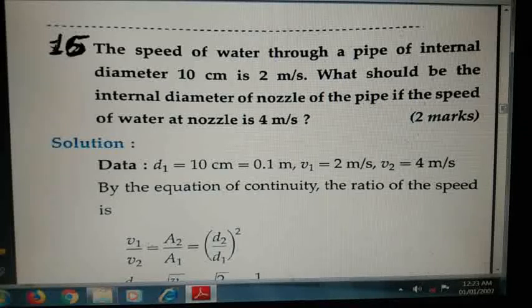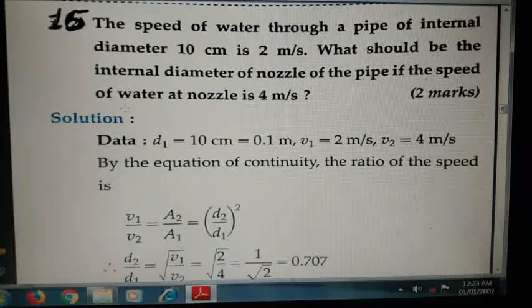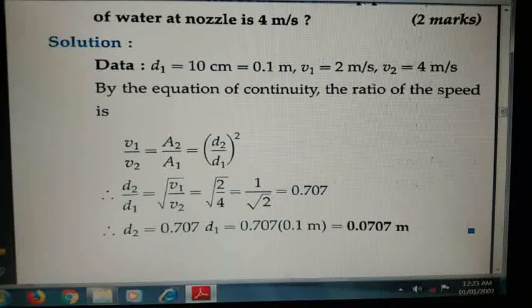Velocity is given as 2 meter per second. The second velocity is given as 4 meter per second. So by the equation of continuity, the ratio of the speeds V1 upon V2 is equal to A2 upon A1, it is equal to D2 upon D1 bracket square. Or we can write D2 upon D1 is equal to under root V1 upon V2. When we substitute V1 equal to 2, V2 equal to 4, we get 1 by root 2, so that is equal to 0.707. So D2 equal to 0.707 times D1, that is 0.707 into 0.1, so that is equal to 0.0707 meter.